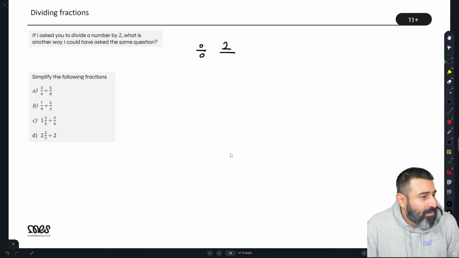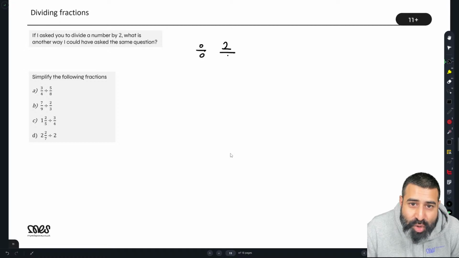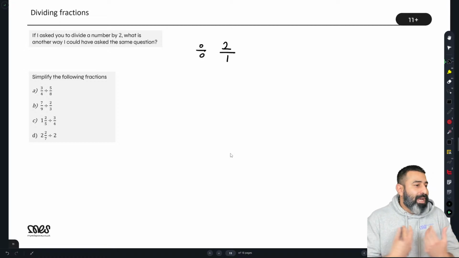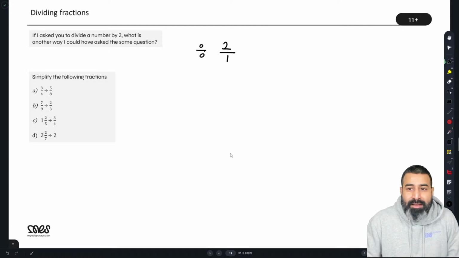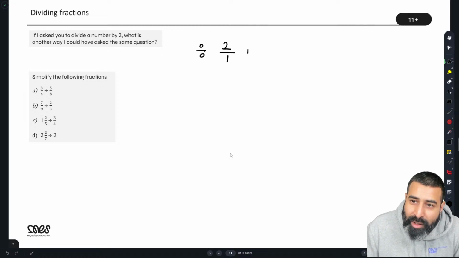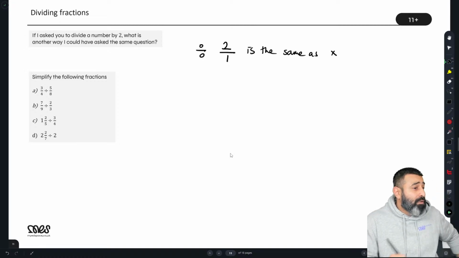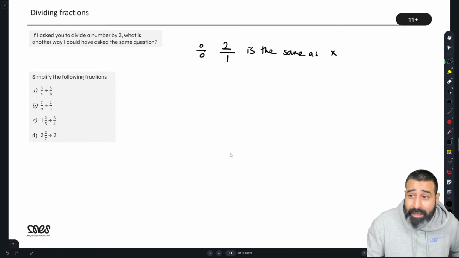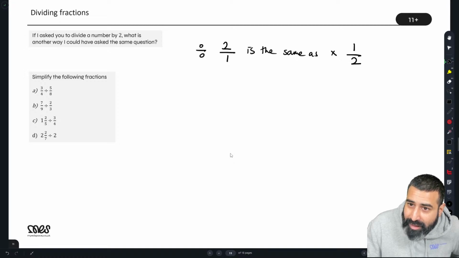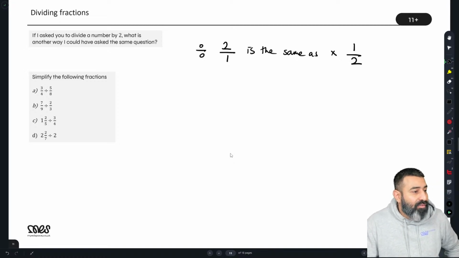Why not, Dilpreet? Yeah, that could be written as 2 over 1, okay? But there is another way that I could have asked the same question, okay? Because dividing by 2 over 1 is the same as what? Is the same as multiplying by? Absolutely, Unique. It is the same as multiplying by 1/2.